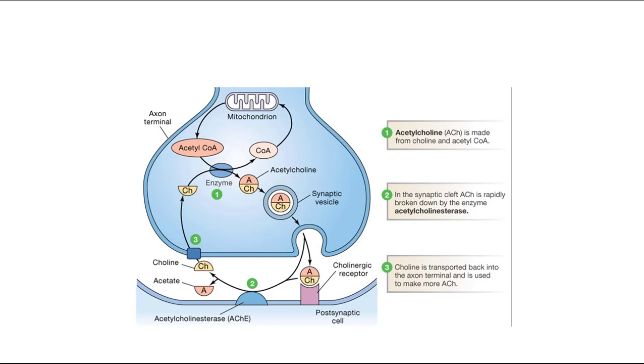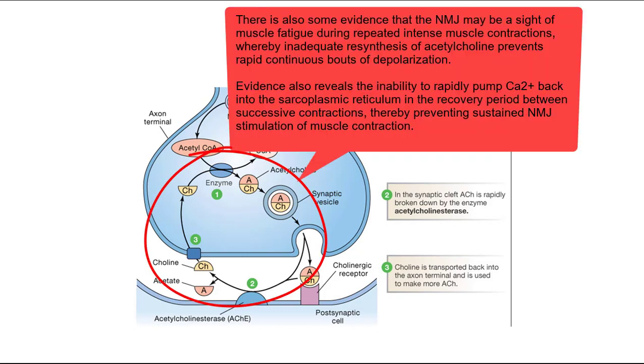There is also some evidence that the neuromuscular junction may be a site of muscular fatigue during repeated intense muscle contraction, whereby inadequate resynthesis of acetylcholine prevents rapid, continuous bouts of depolarization. Evidence also reveals an inability to rapidly pump calcium ions into the sarcoplasmic reticulum in the recovery period between successive contractions, thereby preventing sustained neuromuscular junction stimulation of muscle contraction.